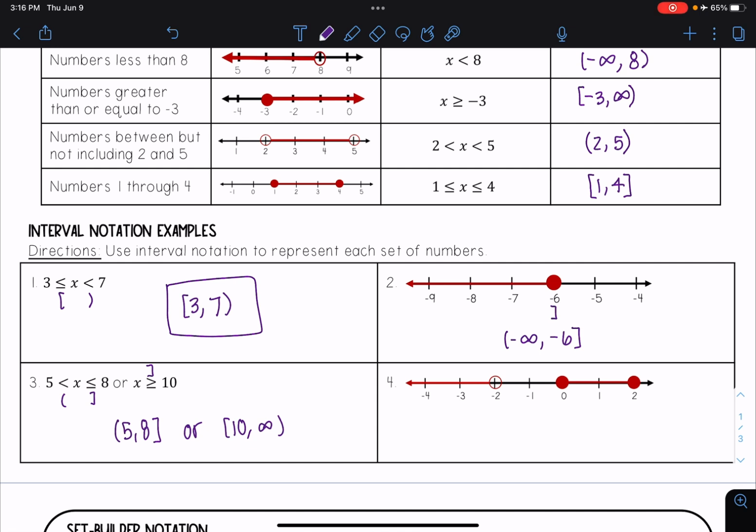Okay, and then looking at this last one, I see I have an open circle at negative 2, so it's going to be a parentheses. And it's going forever in the negative direction. So that means that this is going to be negative infinity to negative 2. Or I see I have this finite interval right here from 0 to 2. And I see both of these are closed circles. So that means I'm going to have square brackets on both of these. So this is just going to be square brackets of 0 to 2.